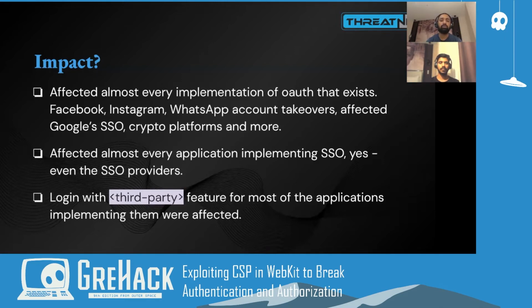In today's modern applications, it's very rare to find an application not using OAuth. So let's just say the numbers were very high. And since the vulnerability affected SSO, it's obvious that different SSO providers were also affected by this. Many applications nowadays make use of login with third-party features, such as login with Facebook or Google, to provide the user with an easy and seamless authentication experience. And since most of these features make use of OAuth, these applications implementing login with features were also affected, thus allowing an attacker to take over accounts of platforms implementing these features.